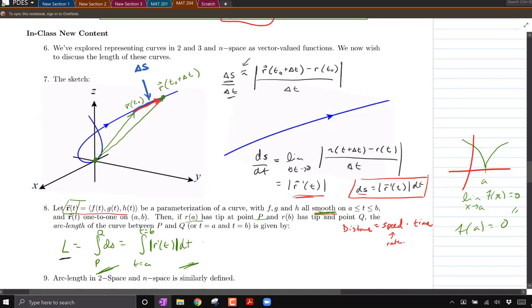But if we want to think about that in terms of the component functions, this will be the integral from a to b of, well, how do we take the magnitude? It's the square root of the sum of each of the components squared. So the square root of, and now careful, we're not talking about r, we're talking about r prime here. So that's f prime of t quantity squared plus g prime of t quantity squared plus h prime of t quantity squared. Okay.